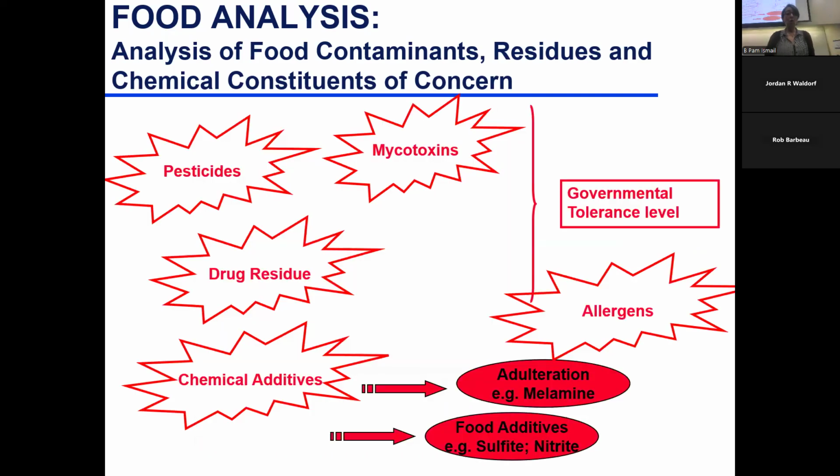Okay, so the way I categorize this lecture, or at least how I remember I categorize this lecture, is talking about the big ones. So the pesticides, drug residues, antibiotics, the mycotoxins, the allergens, and then we have a whole category of chemical additives and other chemicals. So melamine, adulteration, adding sulfite and nitrite.